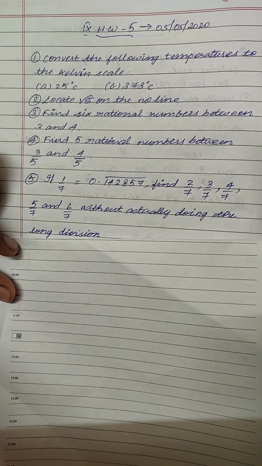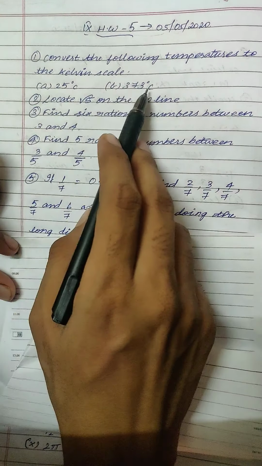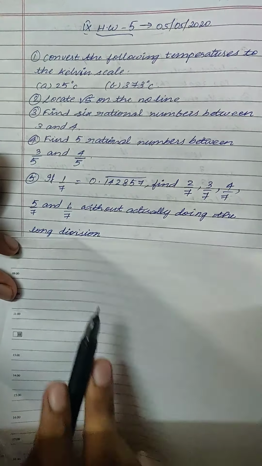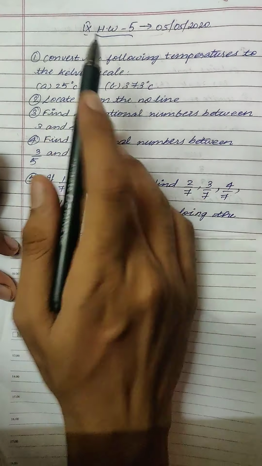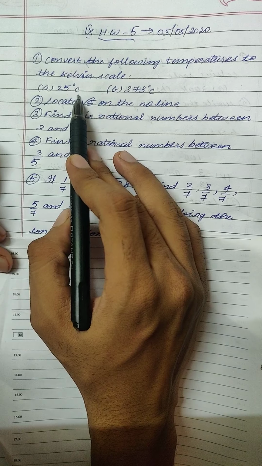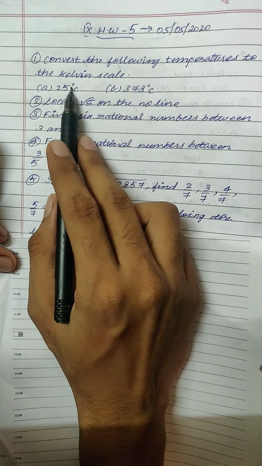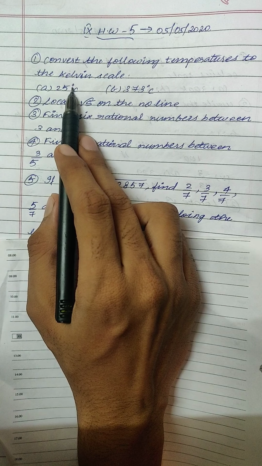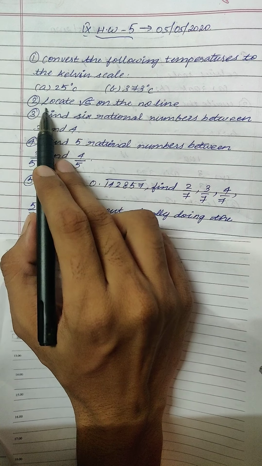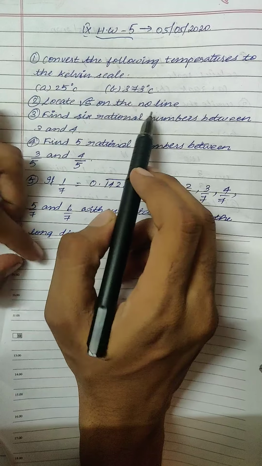Okay, so first question is you have to convert the temperatures from Celsius to Kelvin. So you have to just add 273. So if you add 273, you can change Celsius to Kelvin. Okay, and while using Kelvin, you should not use the degree symbol. Only while using Celsius, you should use the degree symbol. Please note this.